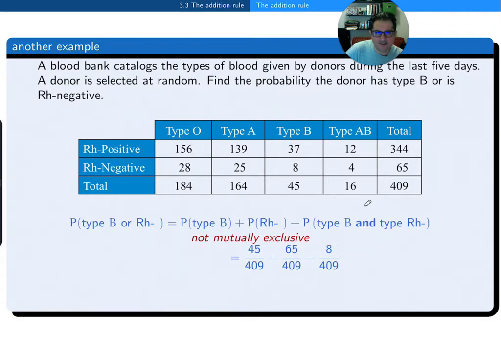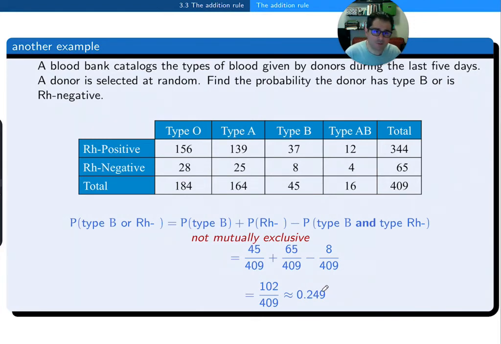So this term, the third term, corrects the fact that if all you do is add those 45 and that 65, you'll be counting these 8 twice. So this third term corrects that, and you subtract it once to only count them once. And so you just get 102 over 409, and that's the answer.